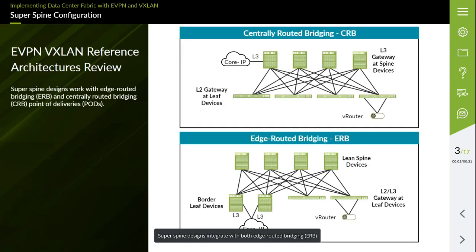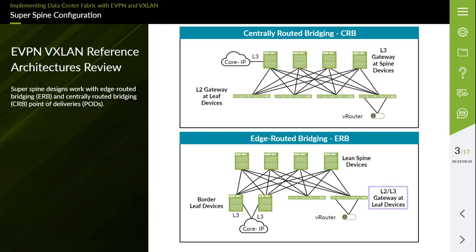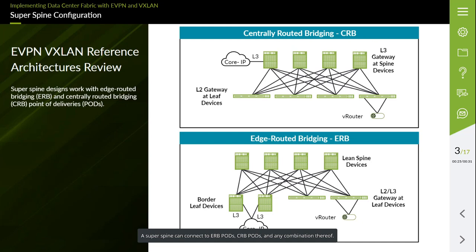SuperSpine designs integrate with both edge routed bridging, or ERB, and centrally routed bridging, or CRB pods. The graphic displayed shows a CRB pod where the layer 3 or L3 gateway is the spine. The graphic also shows an ERB topology where the layer 3 gateway is at the leaf level. A superspine can connect to ERB pods, CRB pods, and any combination thereof.